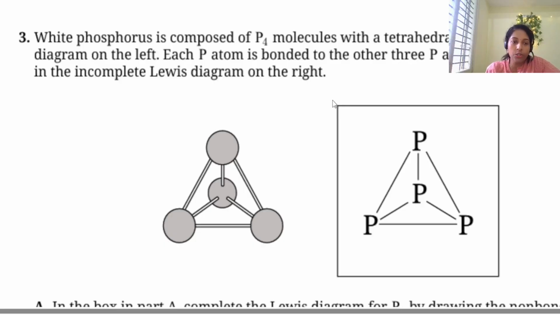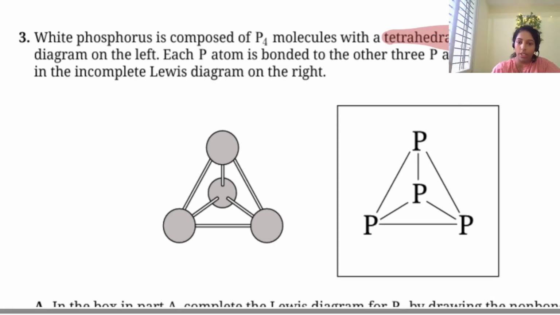Today we are going through the same breakdown of AP FRQ questions 2025, and today we are tackling question number 3. Okay, let's directly dive into the question. The third question is also a long FRQ type. They were given P4 molecules, see its tetrahedral structure, and you need to complete this Lewis structure.